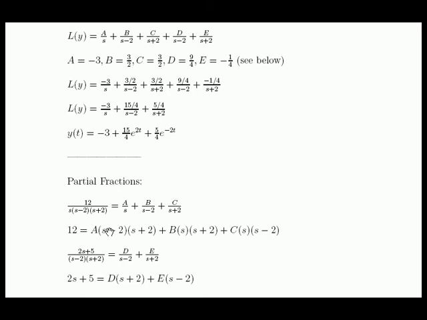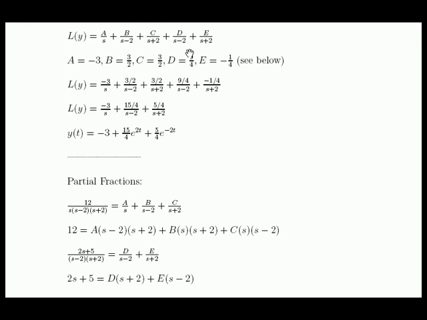Then you plug in s equal to 2, and these first and last terms disappear, and you get b times 2 times 4, so 8b equals 12. So b is 12 over 8, 3 halves. Then you plug in s equals minus 2, and these 2 terms disappear, and you get minus 4 times minus 2, that's 8, times c equals 12. So c is 12 over 8, or 3 halves. And that takes care of breaking this up into those 3 terms.